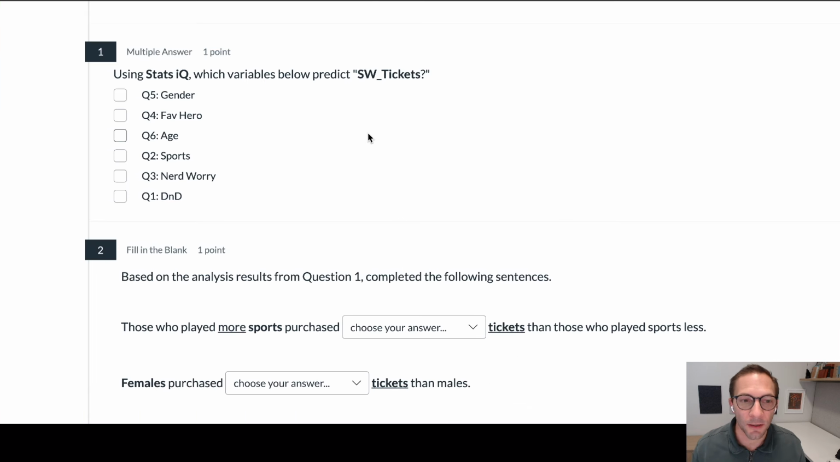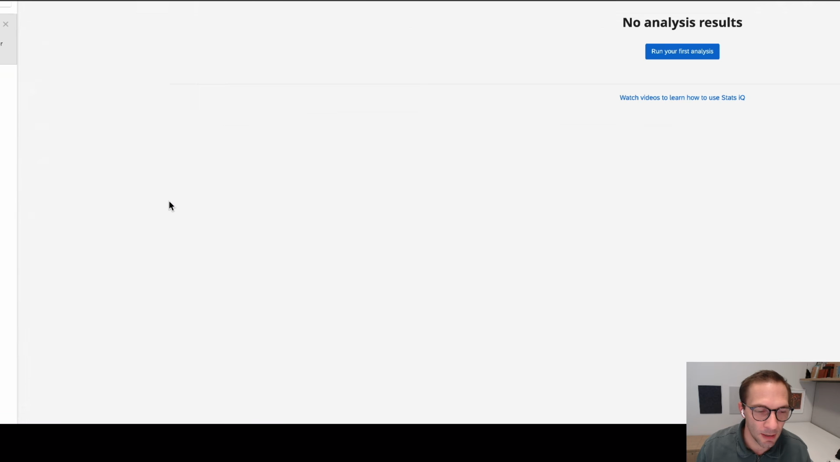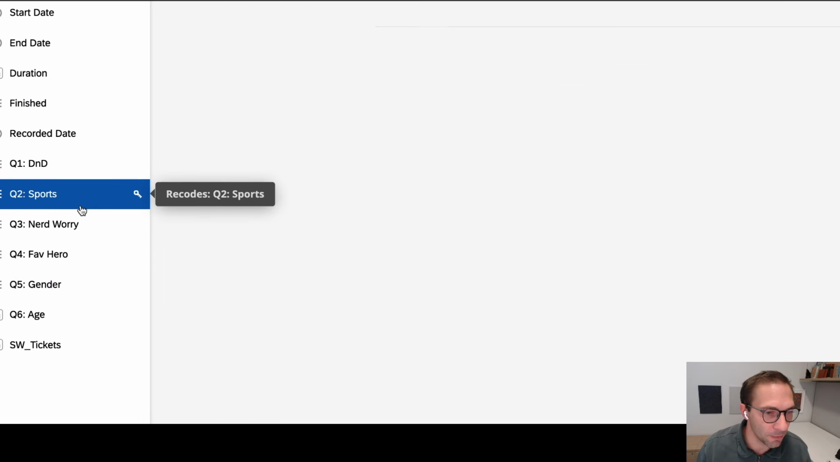So let's look at question 1. So using Stats IQ, which variables below predict SW tickets, or the number of tickets they purchased in their last film? Popping over to Stats IQ, let's take a look at these variables.